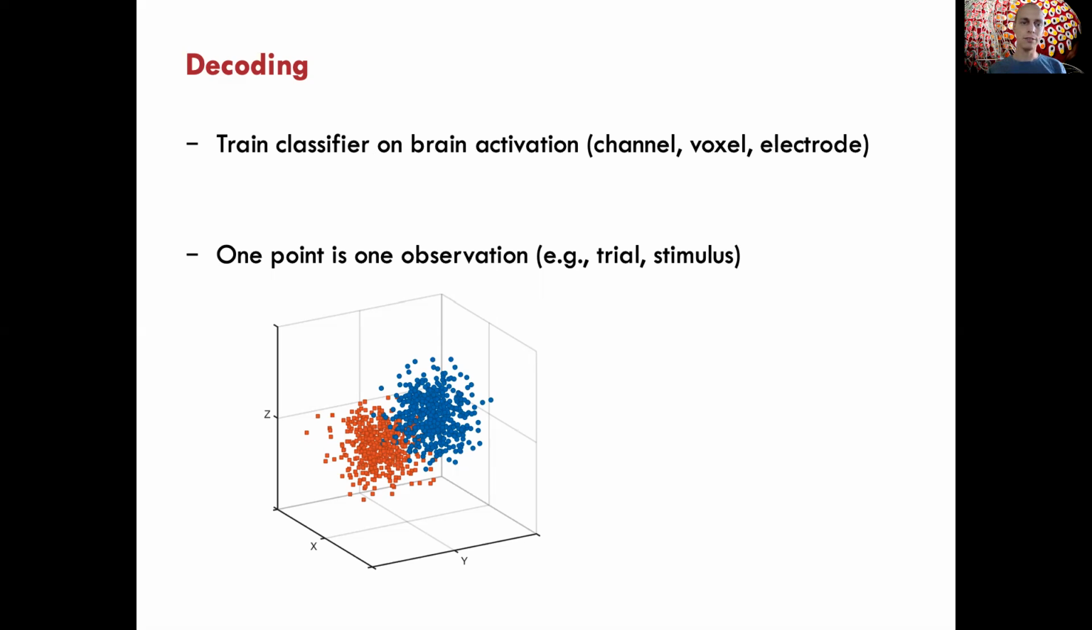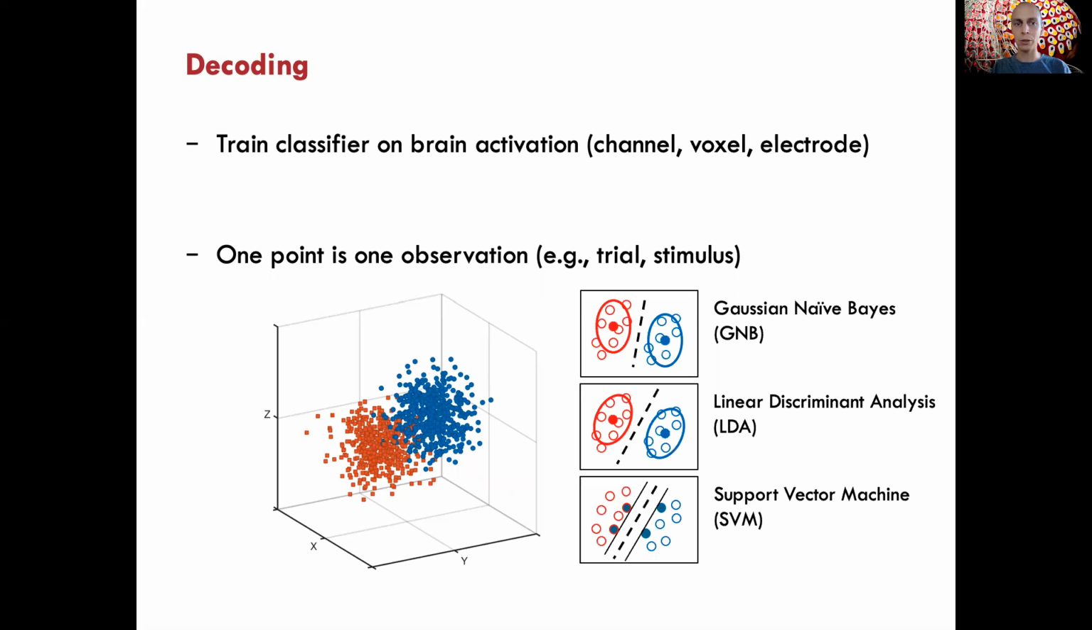Now we're going to train a classifier to find a distinguishing hyperplane that separates these conditions optimally. And several classifiers have been used in the literature. Here are 3 really popular ones: Gaussian naive Bayes, linear discriminant analysis, and support vector machines. These classifiers are all linear classifiers. What they have in common is they all will try to find the optimal separating hyperplane.